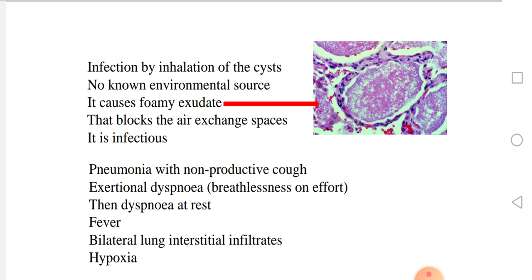The disease will lead to pneumonia with non-productive cough. That is to say, the patient coughs without producing sputum. There will be exertional dyspnea. Dyspnea means breathlessness, shortness of breath, and that is breathlessness on effort. Then the condition progresses to be dyspnea at rest. Also, the patient complains of fever.